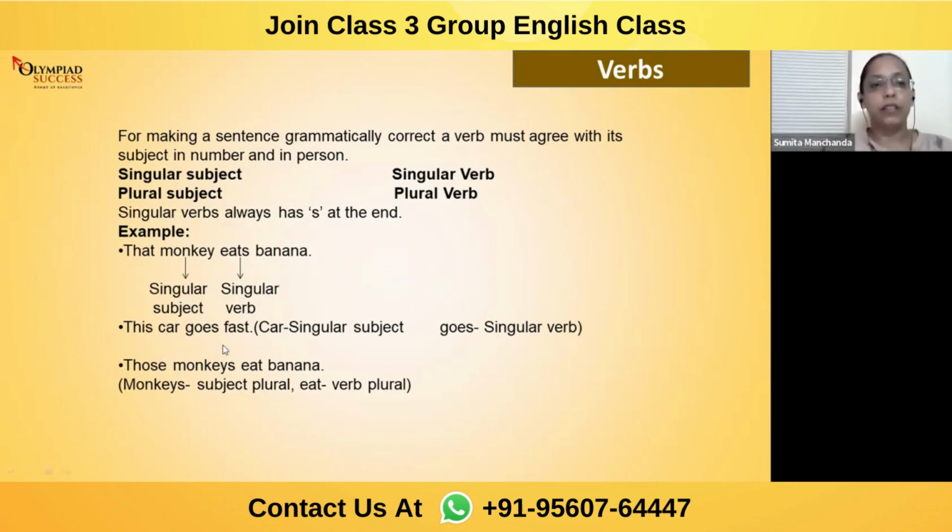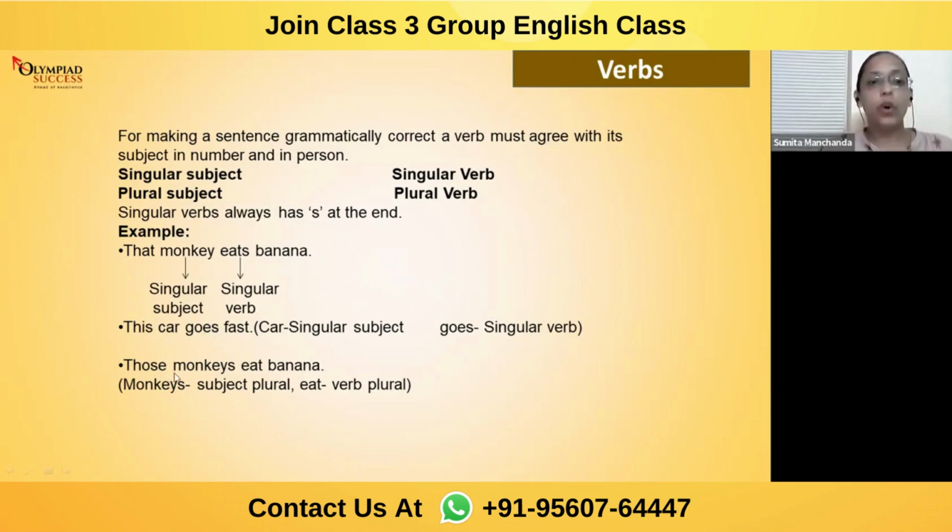This car goes fast. Now car is a singular subject because I'm saying car, I'm not saying cars. So I'm talking about one car over here. So my verb is also singular. I'm adding es to it. Goes.